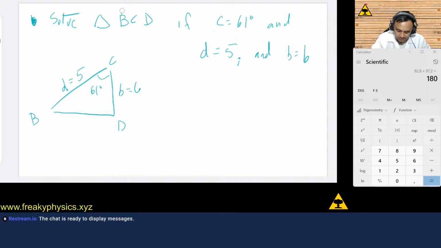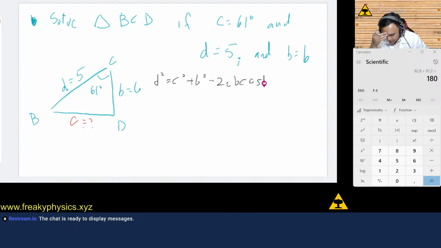I'll first find D, I guess. Okay, go ahead then. D squared equals C squared plus B squared, I mean, no, not equals, minus 2CB cosine of D. Okay, great. Then this would be 5 squared. We don't know C. Hold on.